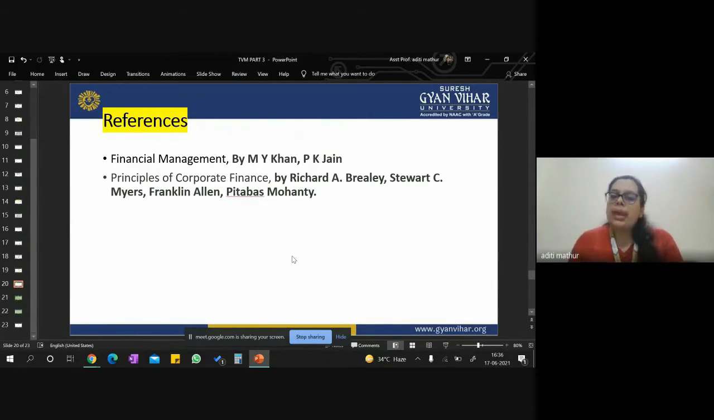And these are the references which I have used for today's presentation. One of the books is M.Y. Khan and P.K. Jain. This is one of the very good books which I recommend to all my students when they are studying present value calculations, especially for financial management. Another one is Principles of Corporate Finance by Richard A. Brealey. This is one of the very good books in which a good amount of numerical questions are given.